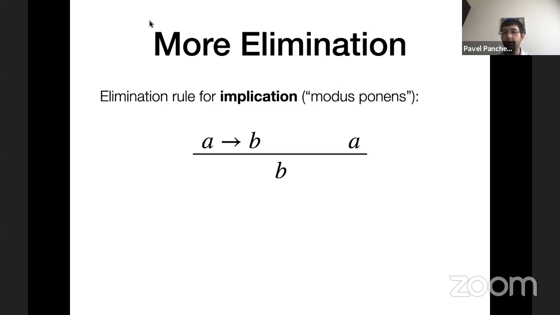You'll often hear this called modus ponens because I guess back in the 1500s, we all spoke Latin. I don't even know what modus ponens means actually, and I took Latin, which is embarrassing.